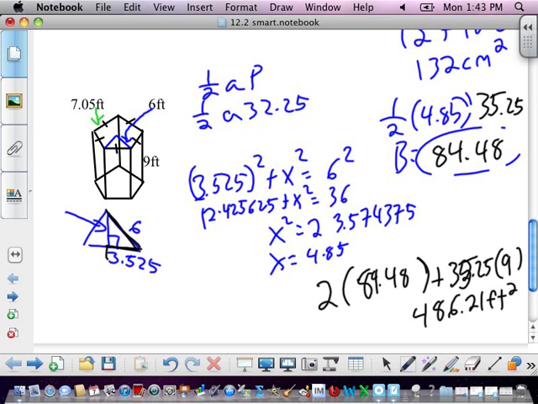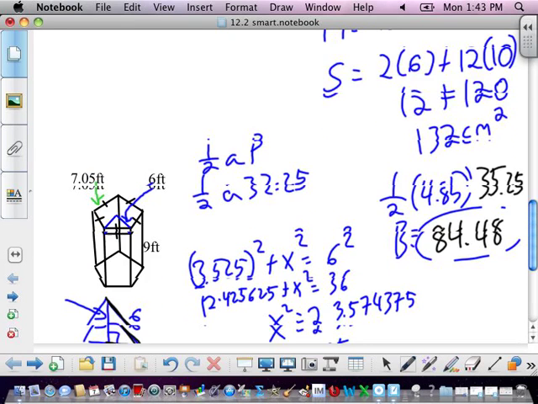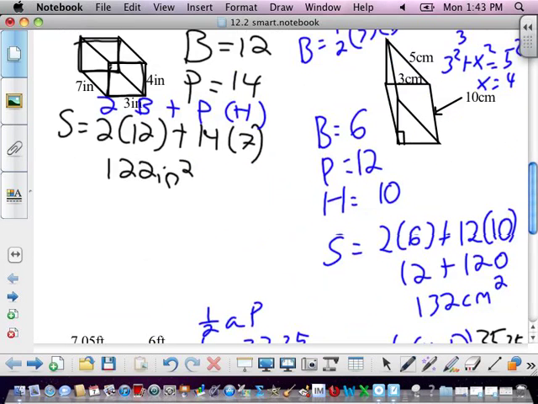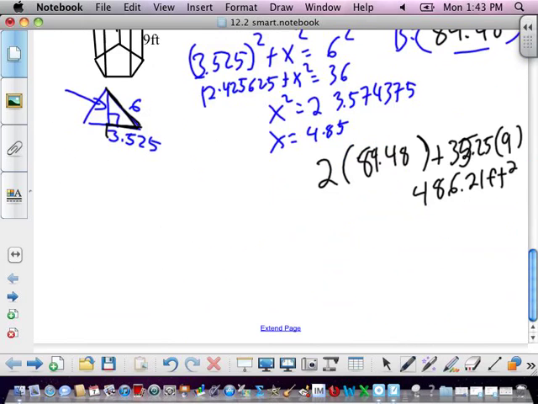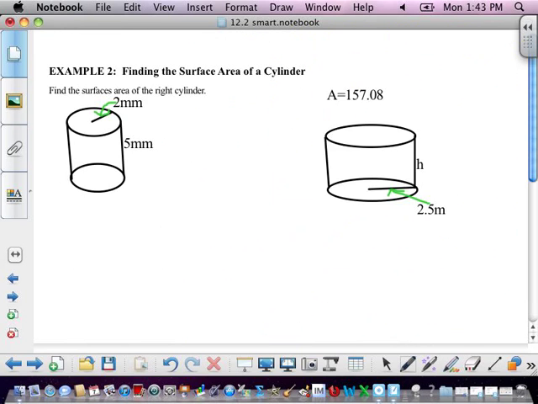Okay, now we're going to look at cylinders. We've got 2 cylinders to look at, guys. This is part of a separate problem. Okay, let's go on to cylinders. Then how did you get these? The base? That was the whole finding the apothem, finding the perimeter.